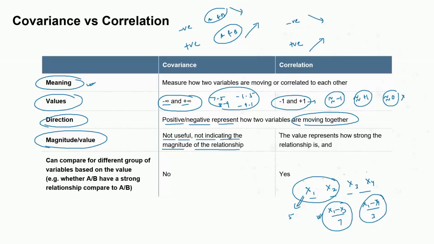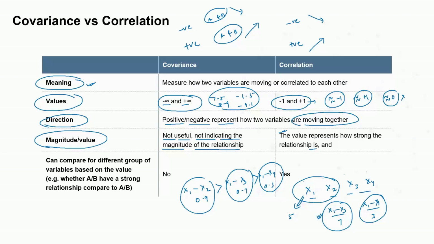But in the case of correlation, if x1 and x2 have 0.9, x1 and x3 have 0.7, and x1 and x4 have 0.3, it is quite clear that the first is a stronger relationship than the second, which is a stronger relationship than the third. So the value represents how strong the relationship is. You can compare different groups of variables based on the values.